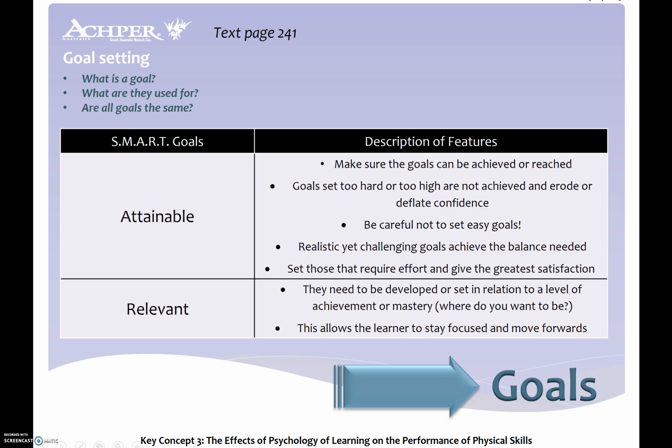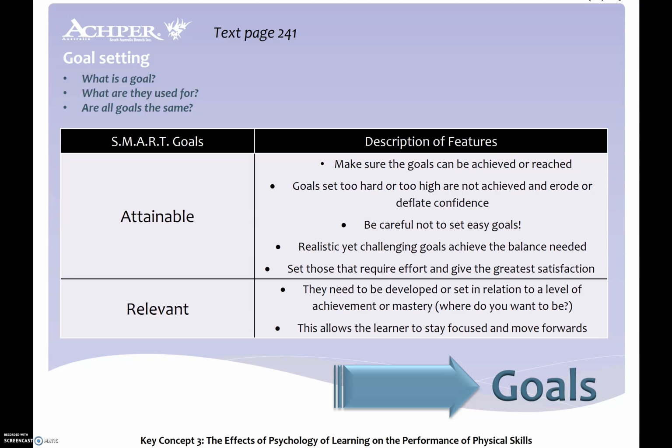They need to be attainable, so they need to be able to be reached. So me setting a goal saying I want to be able to get to the Olympics, is that attainable at the moment? If I had the right genetic makeup and the right skill set, I could potentially get there, but I'd have to set goals within that to achieve first. Realistic yet challenging need to be part of that as well.